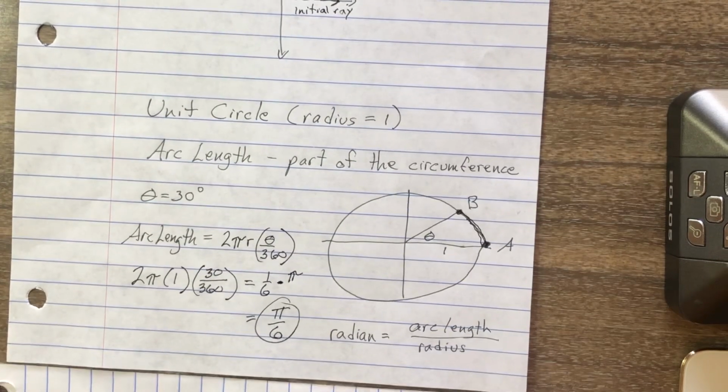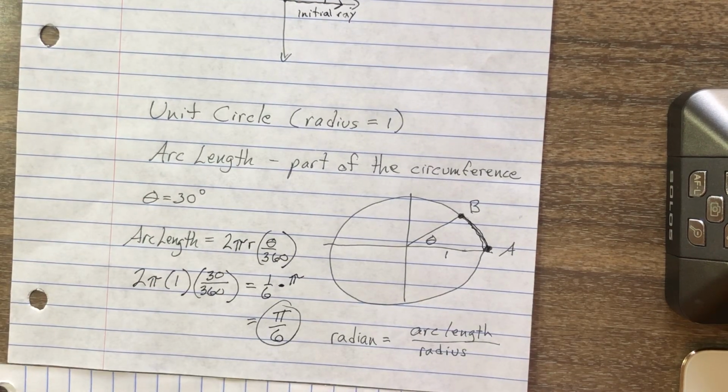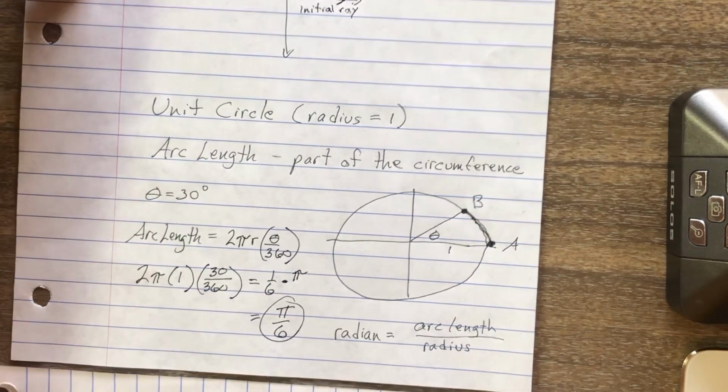It's arc length divided by radius. And in a unit circle, the radius is always 1. So that's pi over 6. Okay? So that's pi over 6 radians. Pi is usually in the answer on radians. Not always, but most of the time it is. Let's try some other angles.